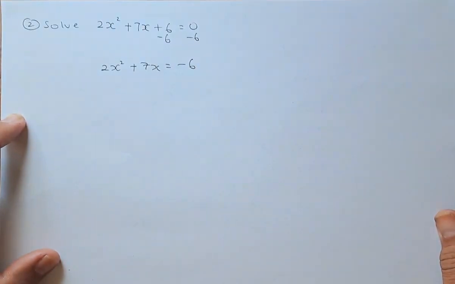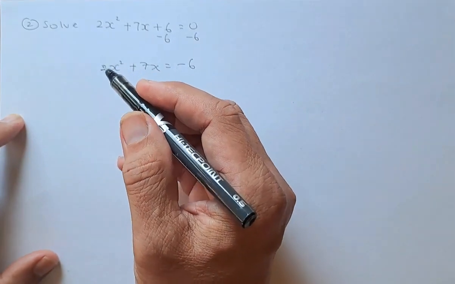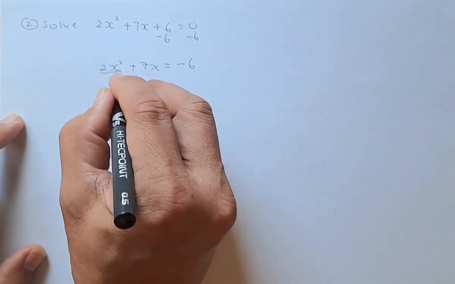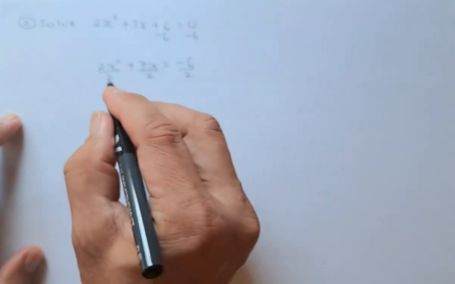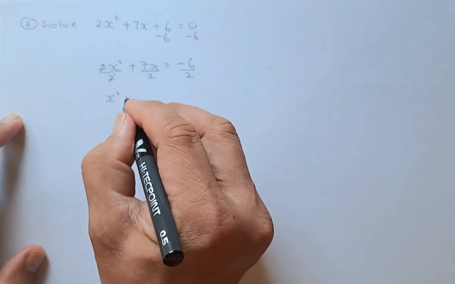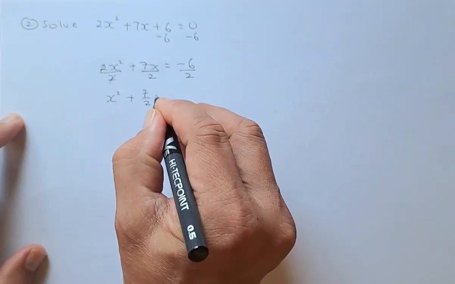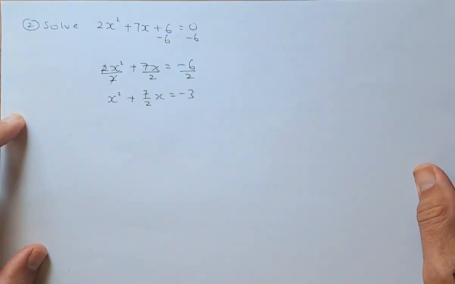Okay, great. Now you must make the coefficient of x squared to be 1. So you divide by 2 across the board. And the equation now becomes x squared, because 2 divided by 2 cancels out, plus 7 over 2 x equals minus 3. Okay, now you want to make it a perfect square.